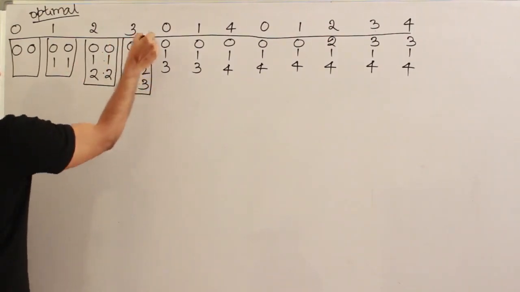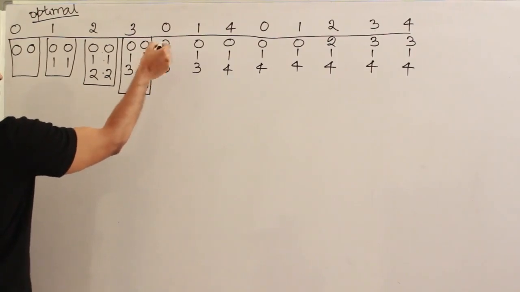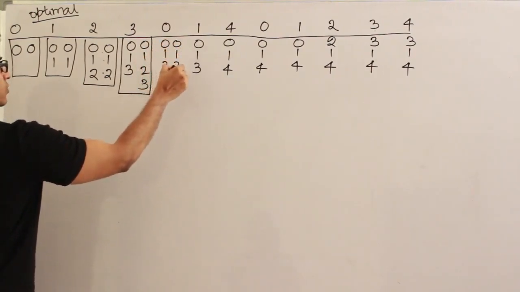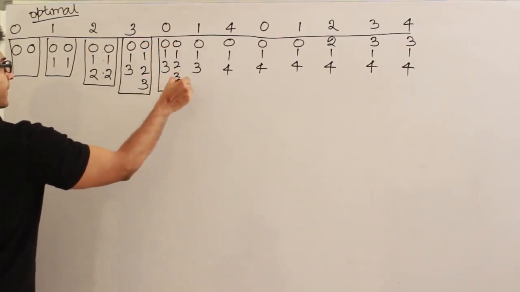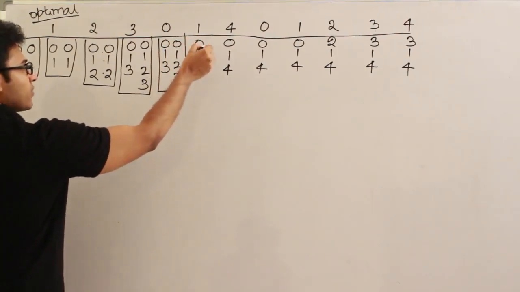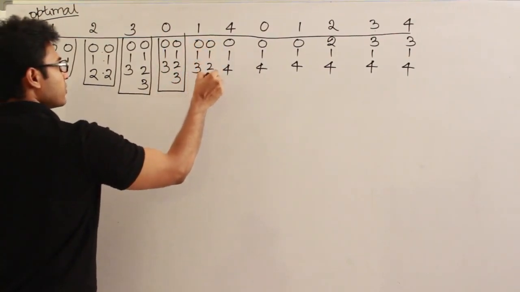Got it? And now when 0 is referred, 0 is already there. Therefore 0 1 2 3. And when 1 is referred, 1 is already there, 0 1 2 3.